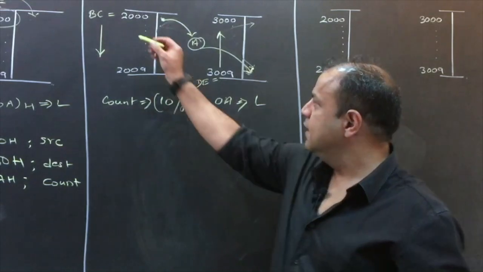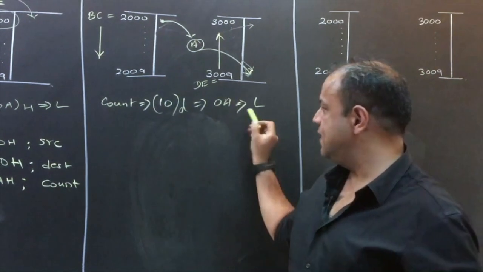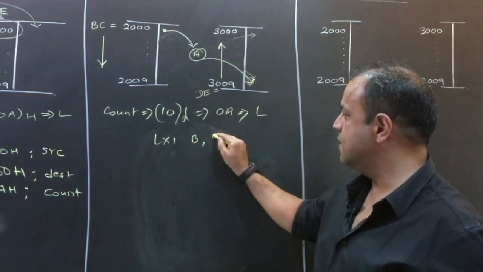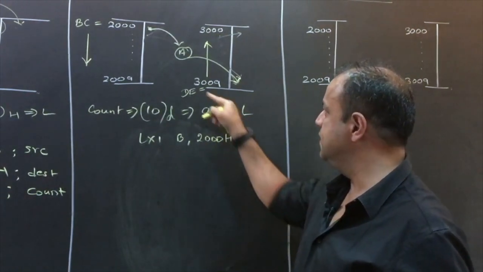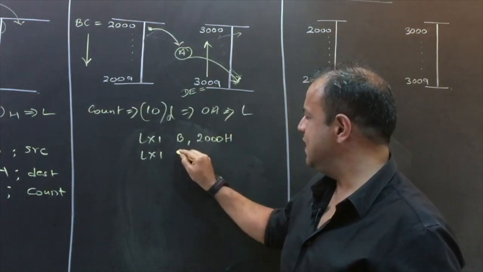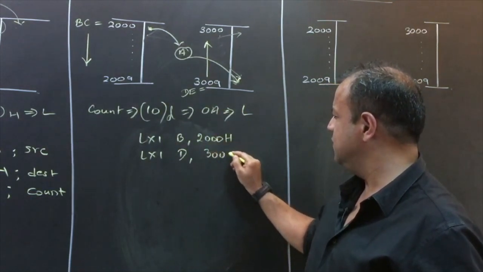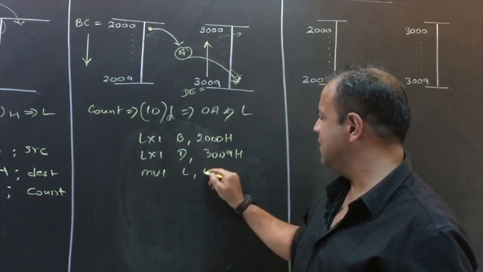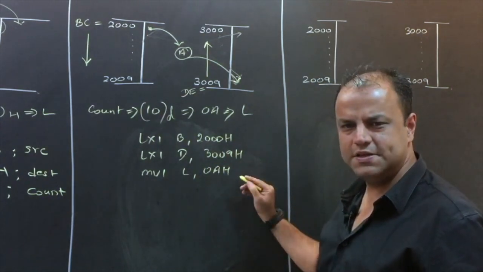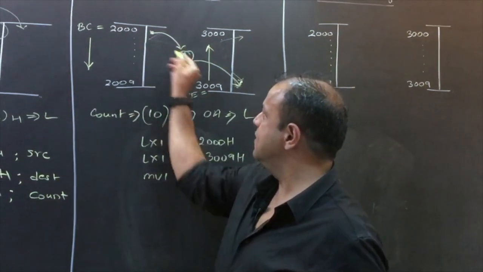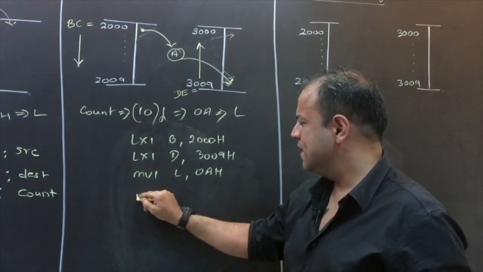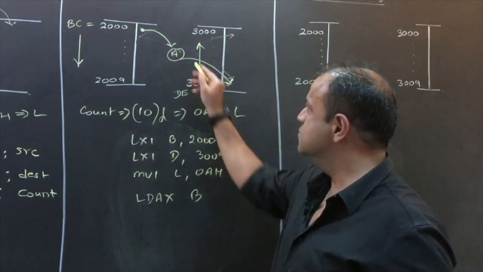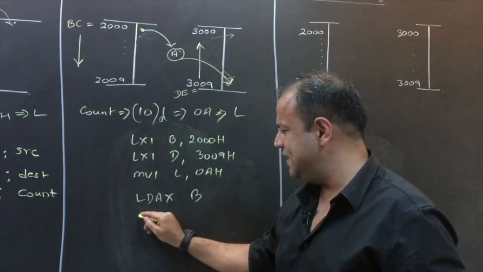Come on. Initialize the BC pair, DE pair and L. Come on, instruction. Initialize the BC pair. LXI B, 2000. Good. Initialize the DE pair. LXI D, 3009. Good. Initialize L. MVI L, 0A. Source address, destination address and count. Now, take the data pointed by the BC pair into A. Yes, LDAXB. Correct. Store it from A to the location pointed by the DE pair.